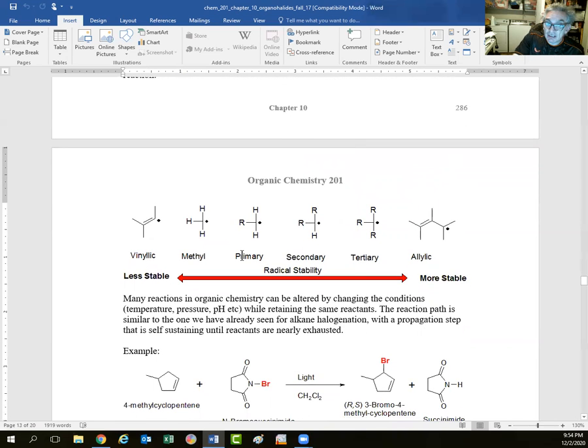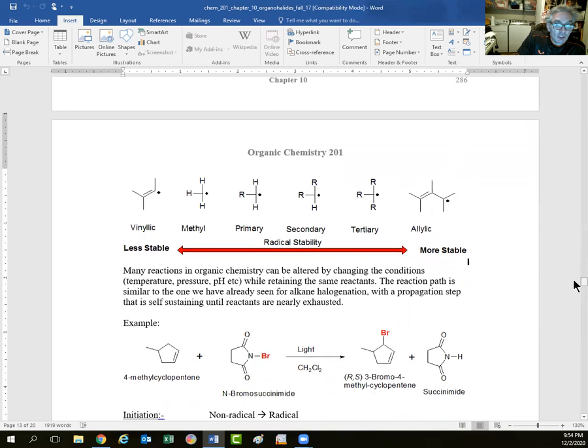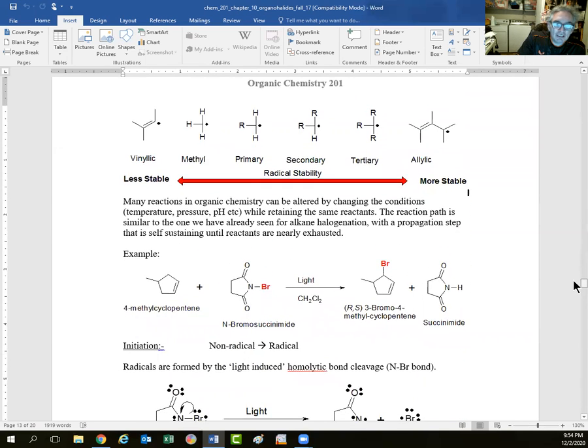Again, stability is important to the reaction. So an allylic substitution is actually more stable, more reactive than a tertiary, which we said was better than secondary, which was better than primary. Now, the reason for that allylic substitution being more reactive and being a more stable radical is because we have the capacity for resonance.